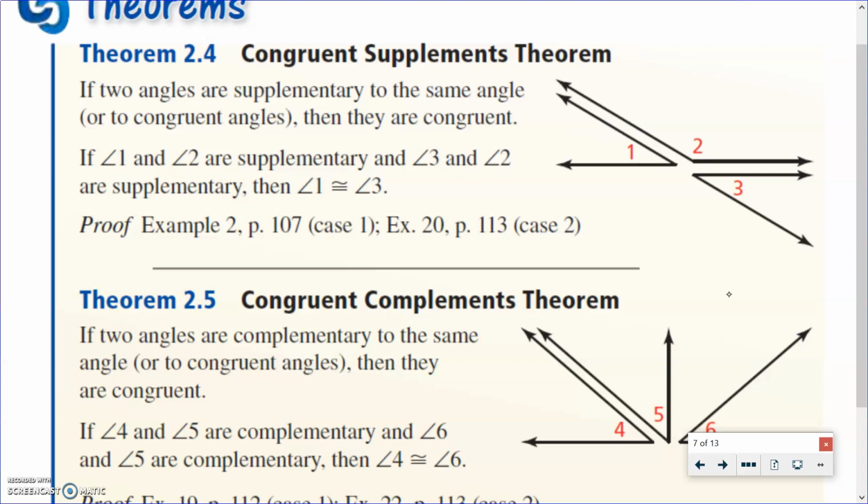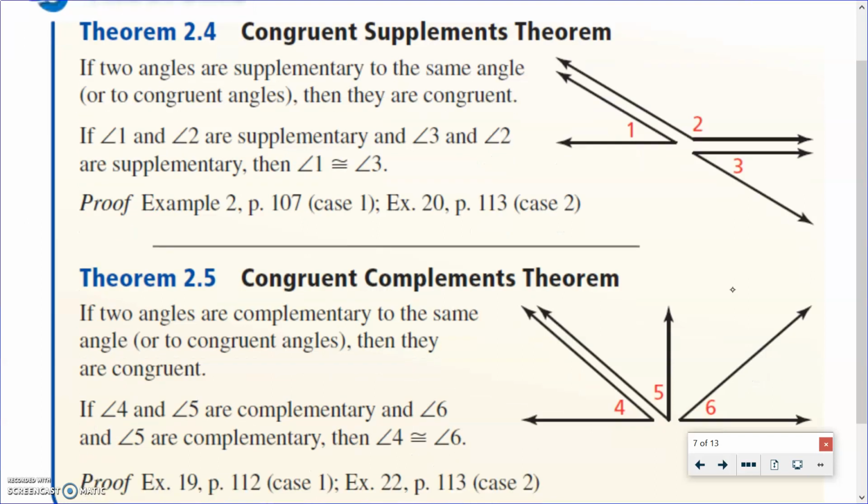So here's a couple more theorems. The first one is the congruent supplements theorem, and all that this theorem is saying is that if 2 angles are supplementary to the same angle, then they're equal. So for example, if angle 1 is supplementary to angle 2 and angle 3 is supplementary to angle 2, then angle 1 and angle 3 are equal.